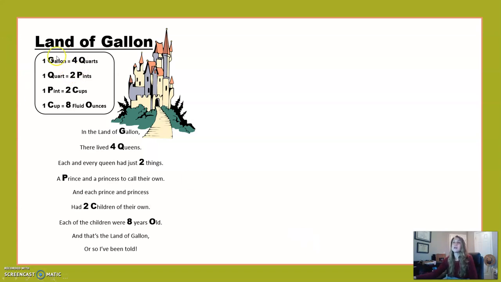So if you look up here, you can see the conversion chart. The conversion chart tells me that 1 gallon equals 4 quarts, 1 quart equals 2 pints, 1 pint equals 2 cups, and 1 cup equals 8 fluid ounces. But that's a lot to have to memorize. And so some really smart person came up with the Land of Gallon. And I took their idea and I put it into a song to help you remember how to draw the Land of Gallon. And the song goes like this.